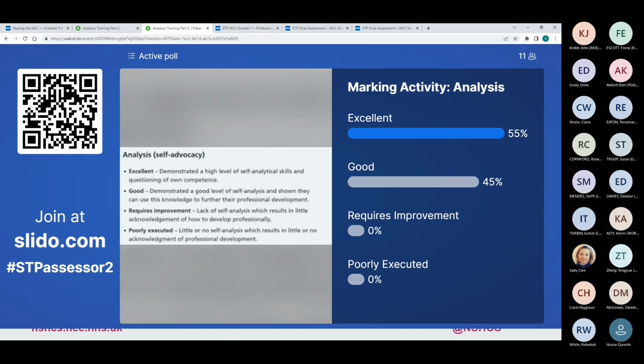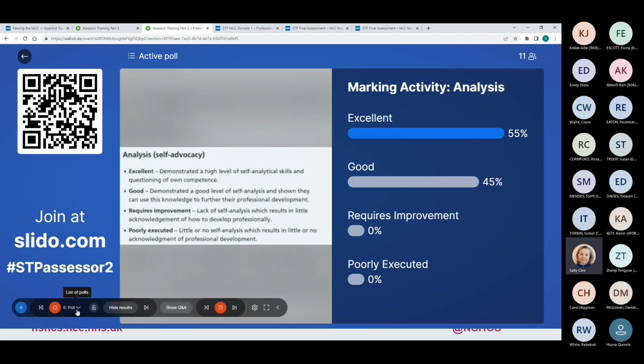The interview process will give another perspective overall as well. So we're really close there between the two, and that's not a bad thing. It would be harder if it was between excellent and poorly executed, but the fact that it's between excellent and good, that's not a bad thing at all. As a group, as a panel, you would discuss that and come to a consensus.